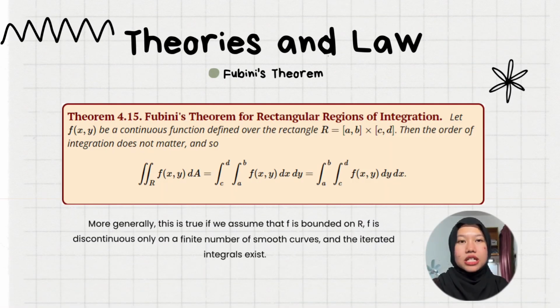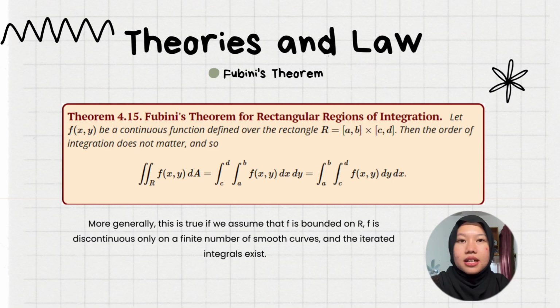For the second theory is Fubini's theorem. Let f(x,y) be a continuous function defined over the rectangle R equals [a,b] times [c,d]. Then the order of integration does not matter, and so the double integral f(x,y) dA equals the double integral of f(x,y) dx from a to b, dy from c to d, equals the double integral of f(x,y) dy from c to d, dx from a to b.